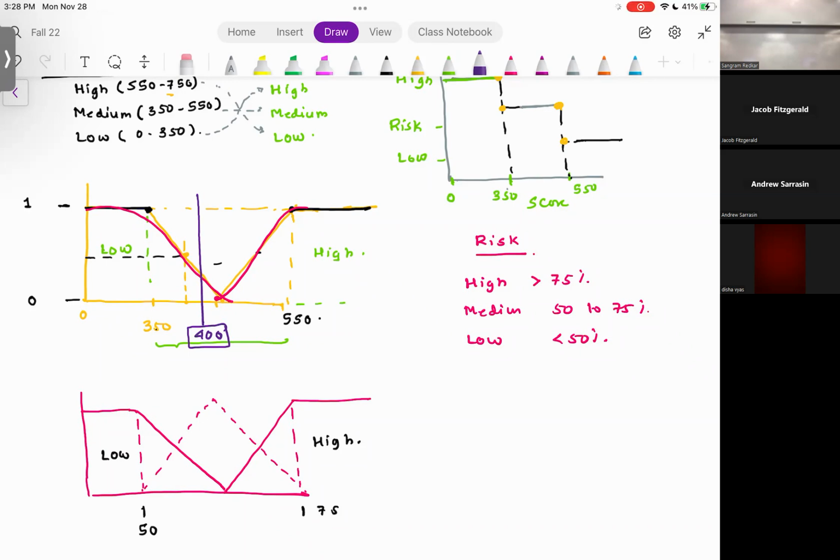Now please try to understand. Somebody may say, why don't I just interpolate? So I take 350 and 550, about 200 points, and I map it to somewhere in between 50 and 75, which is 25%. Why don't I just do an interpolation? Why can't I do the proportion? The problem with the proportion here is that the decision boundary is not crisp.